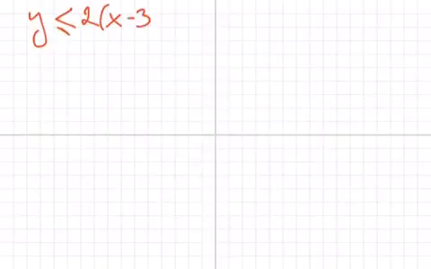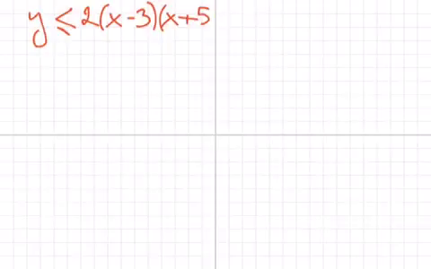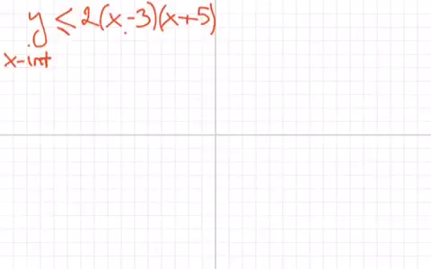Alright, so we're going to make another example here for you in factored form. So what if I have y is less than or equal to 2 times x minus 3 times x plus 5. Alright, so I can find my x-intercepts in this case, and that's where we set each parenthesis equal to 0. So if I set each of these equal to 0, I'm going to get x is equal to 3, and x is equal to negative 5.